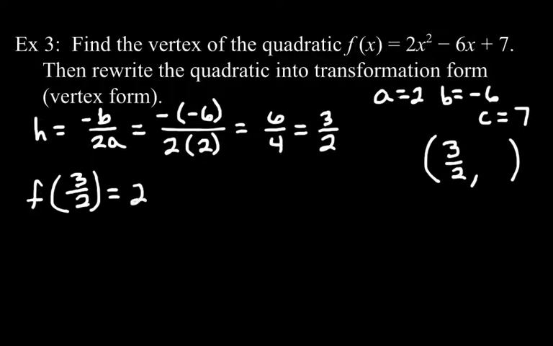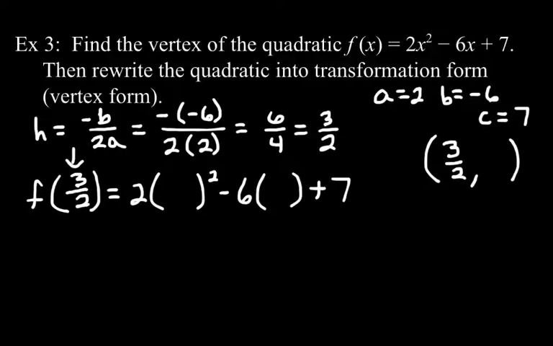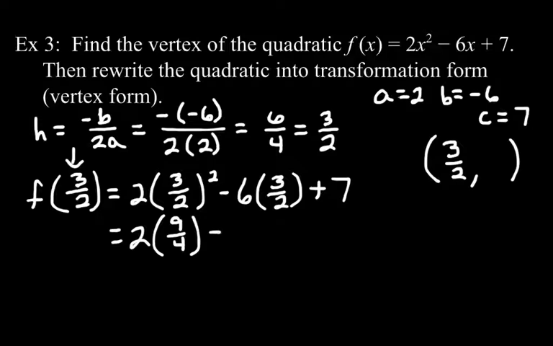which means it's going to be 2 times the input squared minus 6 times the input plus 7. And as we just determined, our input here is 3 halves. So we're going to put that in for both of those. Now we'll just evaluate. We have a 2. 3 halves times 3 halves, 9/4. Minus, and then 6 times 3 halves is going to be a 9, and then plus 7 at the end. So 2 times 9/4 is 9 halves.